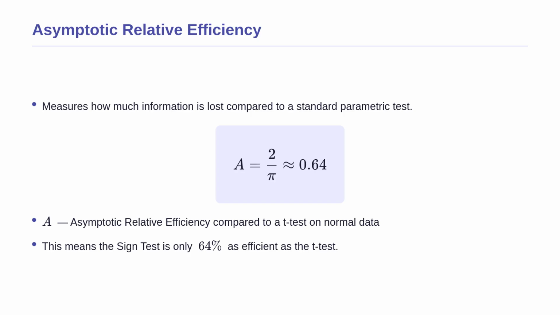To measure exactly how much information is lost, we use a concept called asymptotic relative efficiency. This formula states that the efficiency of the sign test compared to a standard t-test on perfectly normal data is exactly 2 divided by pi. This equals approximately 0.64 or 64%. In plain English, if a standard t-test requires 64 patients to prove a drug works, the sign test would require 100 patients to provide that exact same level of proof.